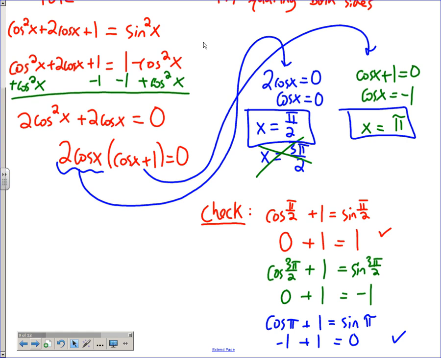So if you ever square both sides to solve, it's not a very common technique, but it will help you. Just be cautious that you check your answers.